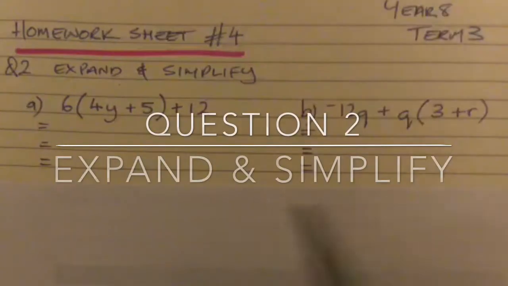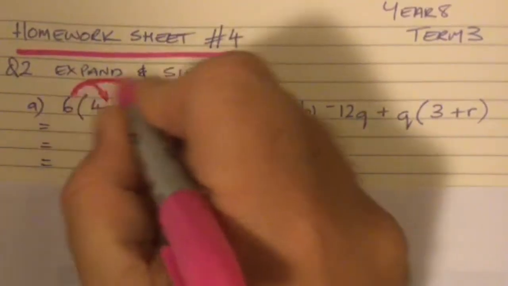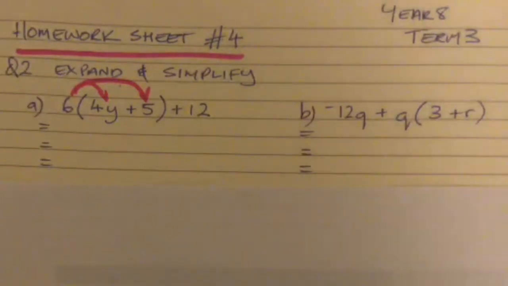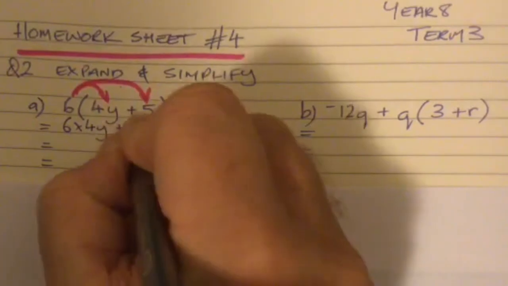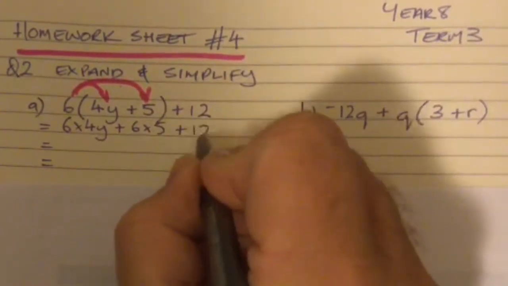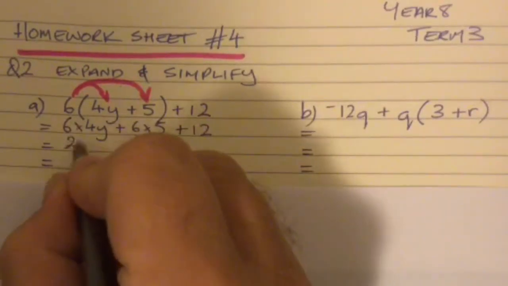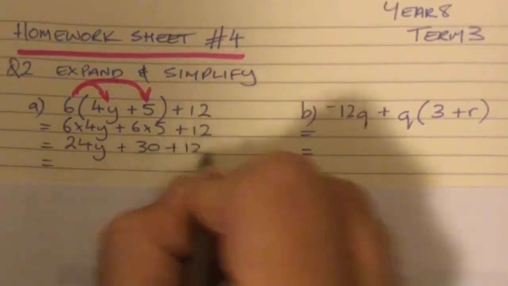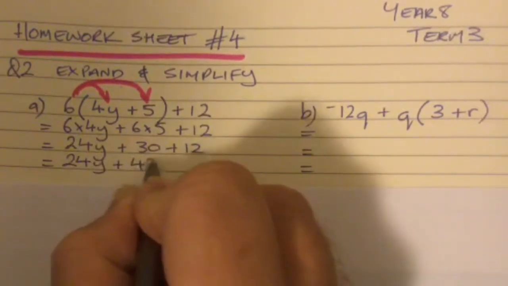Okay, I'm continuing with question 2 here, and again, we're going to put these in. The difference is this plus 12 just comes along for the ride. So we've got 6 lots of 4y plus 6 lots of 5, and then plus 12 is coming along. So let's get all these together. We've got 24y plus 30 plus 12, and then our final answer, 24y plus 42.